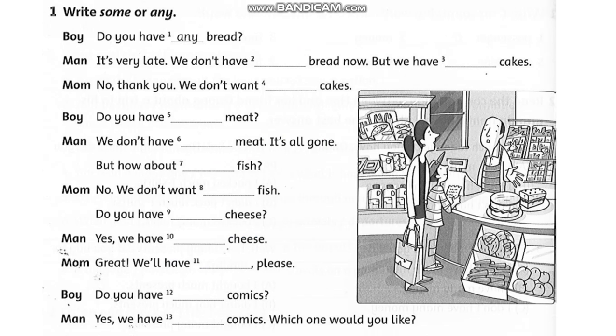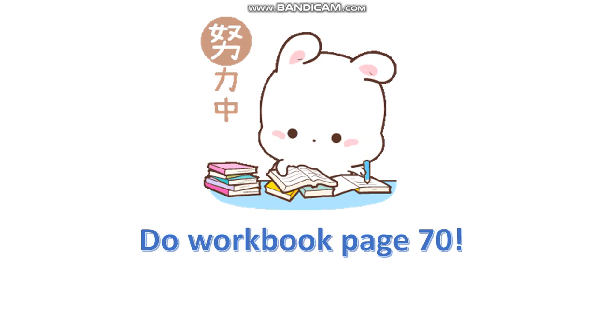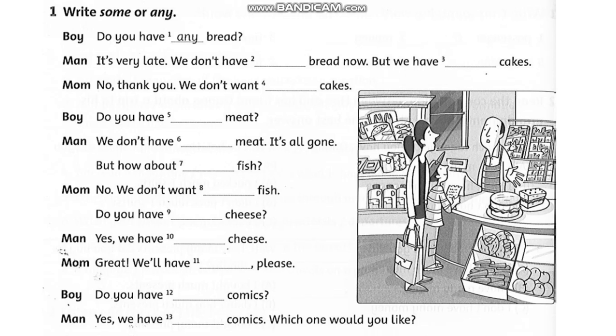Now, take out your workbook, page 70. You write some or any. Example number 1. This is a question, so we use any for this. Do you have any bread? Number 2. We don't have any bread now, but we have some cake. We don't want any cake. Do you have any meat? We don't have any meat.